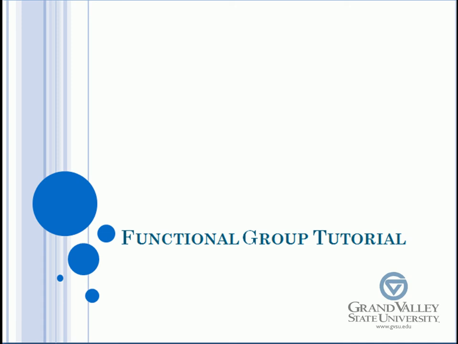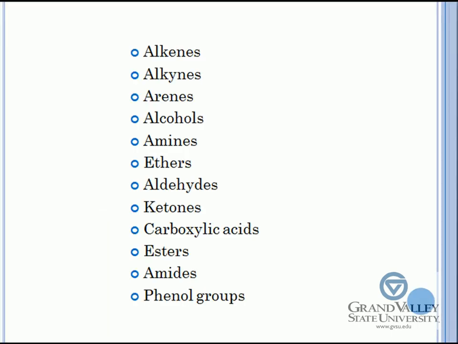Before beginning this tutorial, you should be able to recognize the following functional groups: alkenes, alkynes, arenes, alcohols, amines, ethers, aldehydes, ketones, carboxylic acids, esters, amides, and phenyl groups. In the first portion of this tutorial, we will go through a couple of the molecules together. During this time, you may have a list of functional groups near you.